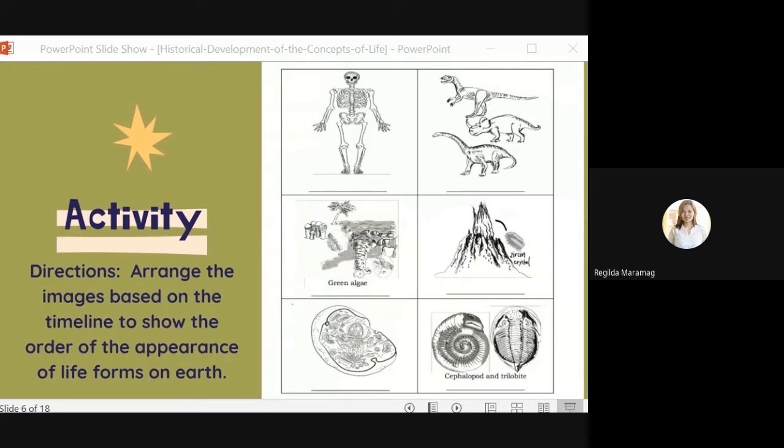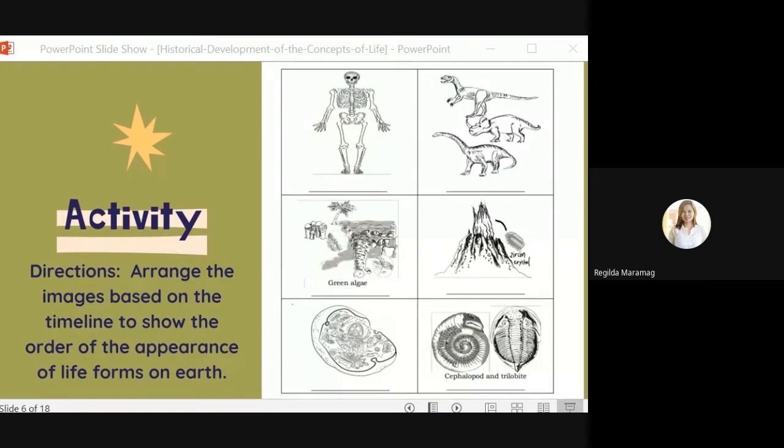Okay, which appears first? Ma'am, zircon crystal po. Okay, so it is the volcano that produces zircon crystals. Okay, how about the second one? Biomarkers po. Are there biomarkers in the choices? Okay, Cheska. Green algae po, ma'am. It's the green algae. Okay, how about the next one?